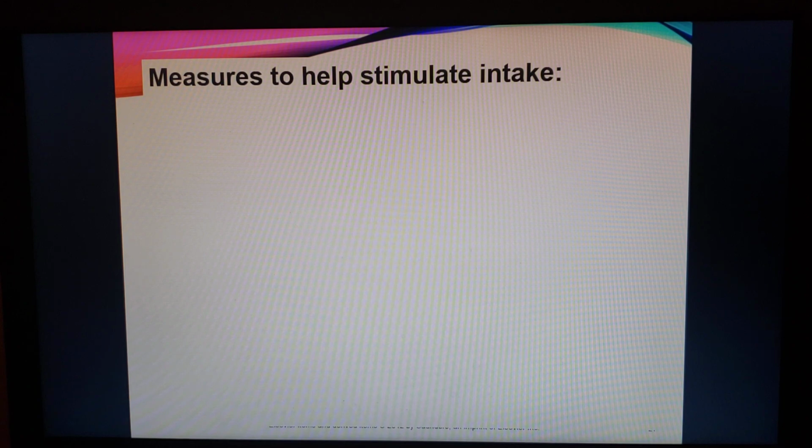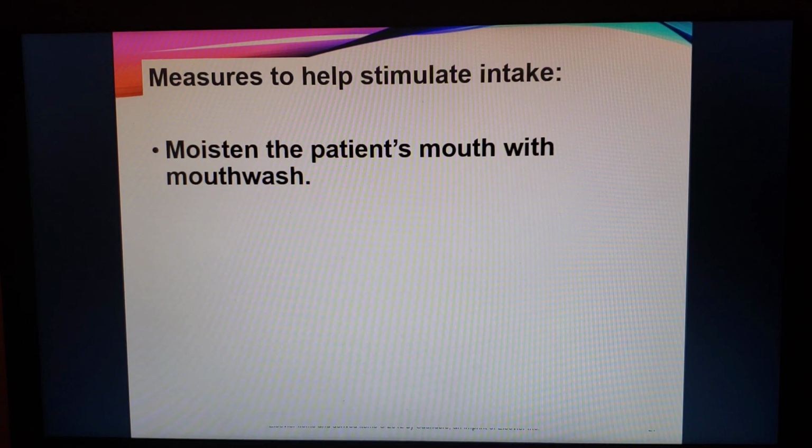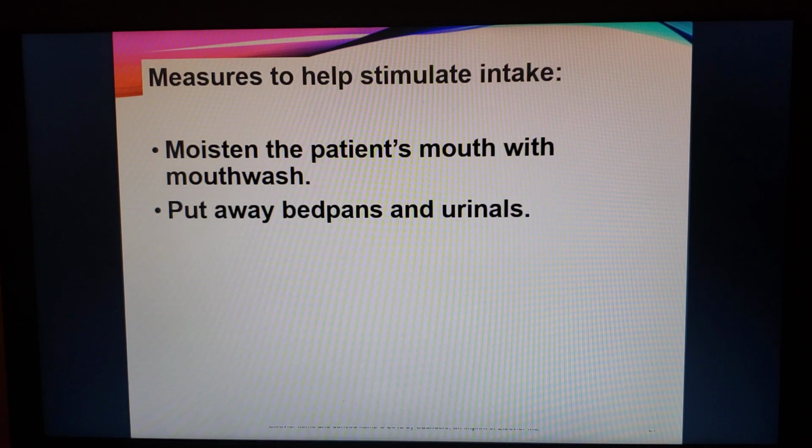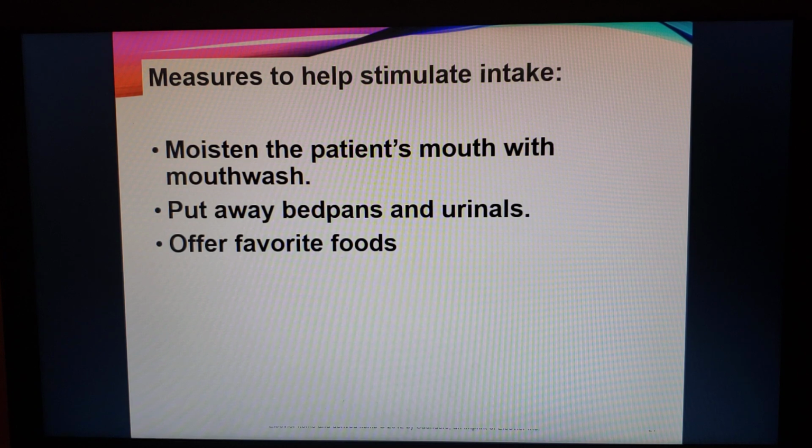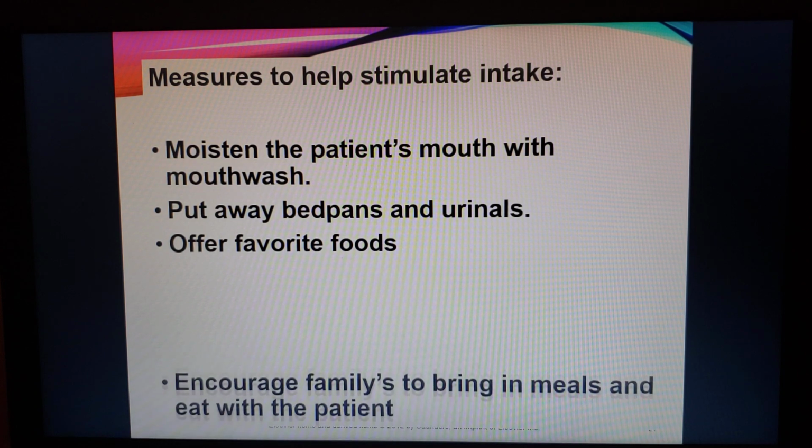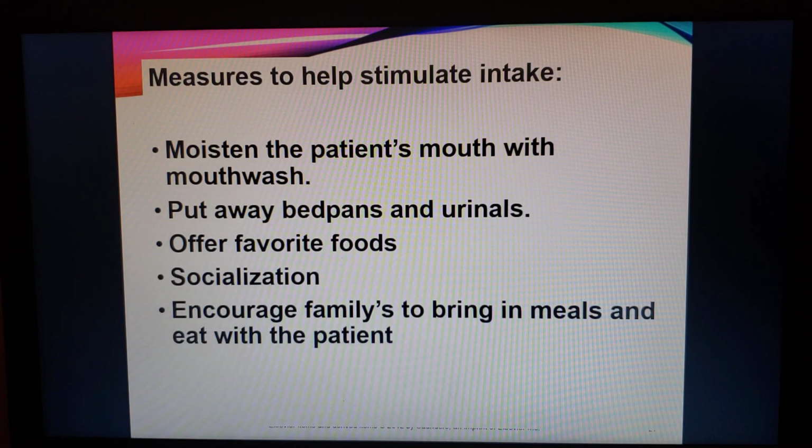Measures to help stimulate intake on your patients. You'll see this again. Moisten the patient's mouth. You want to do oral care. You want to put away bedpans and urinals. Make the room conducive to mealtime. We want to make sure the patient is getting foods they like, so they will eat them, because they're not going to eat foods they don't like. You want to encourage socialization by having the family come in and bring meals.